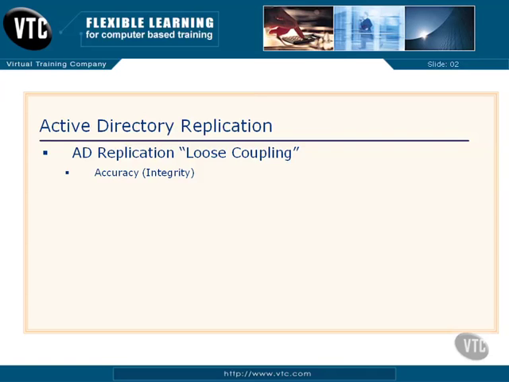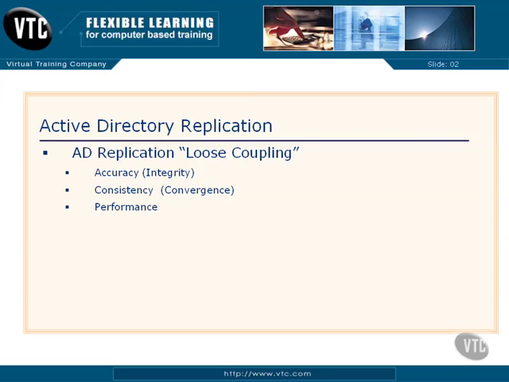What it's concerned about is first of all three things: accuracy or the integrity of the data, that the data is the same on each server; consistency or convergence, that any one server is going to be very close or identical in information to the other one; and performance, that we move this data around in the most effective, most efficient manner.